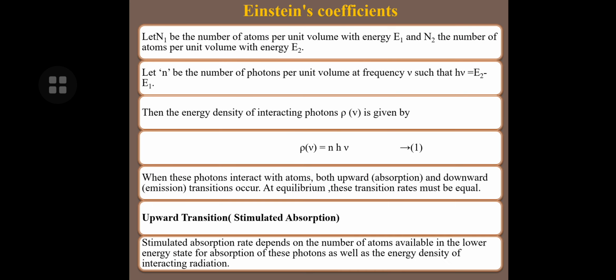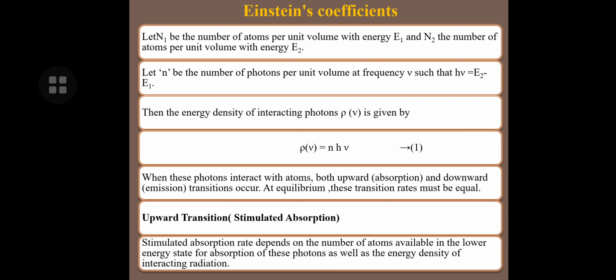The next concept is Einstein's coefficients. Here Einstein gave the relation between absorption, spontaneous emission and stimulated emission. Here I am taking E1 and E2 as the energy states, and N1 and N2 as the number of atoms per unit volume in the energy states E1 and E2.